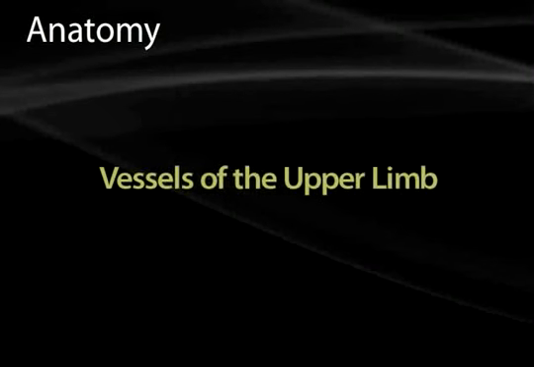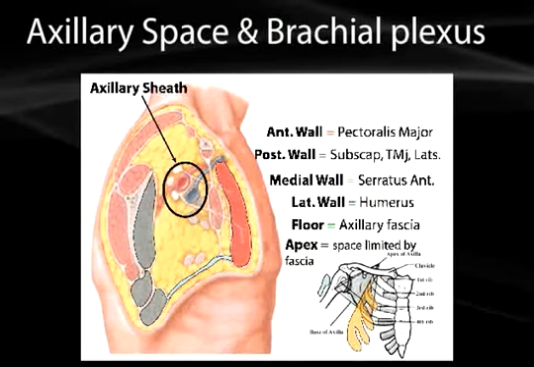Welcome to section 15 of the online anatomy review series. This is going to be the section where we discuss the vessels and vascular related issues of the upper limb. We'll start by looking at the axillary space and some of the brachial plexus as it courses through the axillary sheath. Right now we're going to focus in on the vascular structures around it.